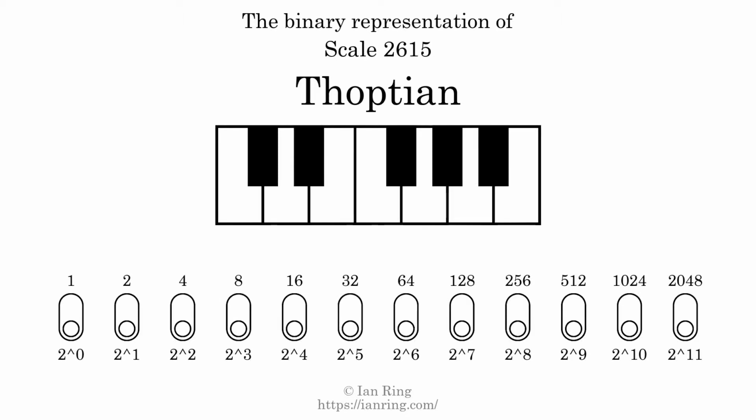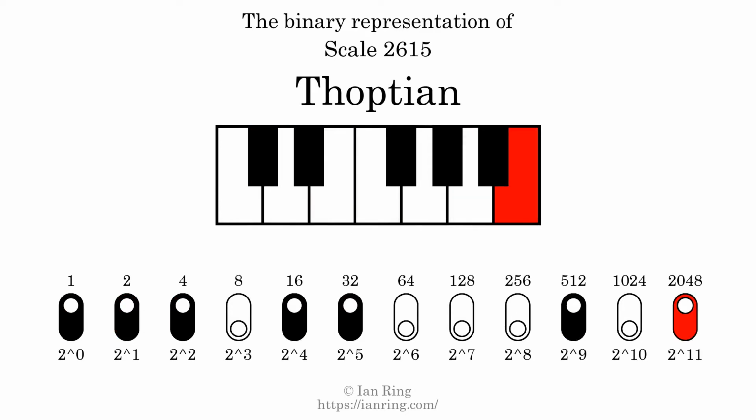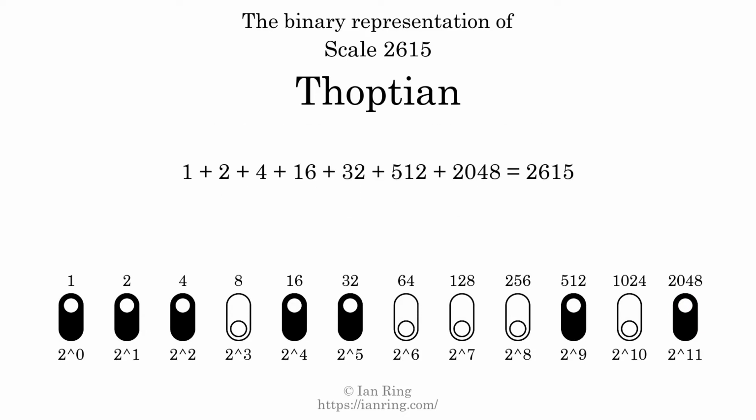The binary representation of this scale is determined by mapping tones of the scale to binary digits. Each binary digit represents a power of 2. To get the scale number, we add the powers of 2 together. The powers of 2 that are present in the scale, all added together, equals 2615. That is why the scale number, in decimal, is 2615.